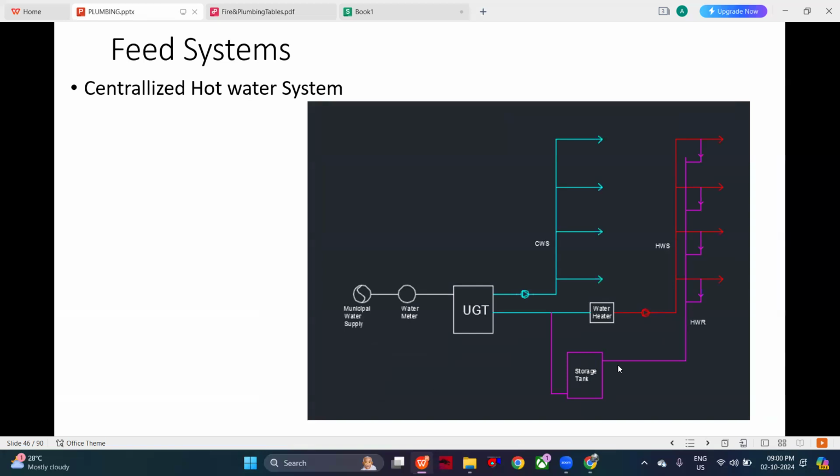And centralized hot water system. Our hotels or malls or everywhere, wherever you need hot water, obviously you need a centralized hot water system. Not only our homes, I mean the large commercial buildings. The underground tank will store the water. Normally, the cold water supply, CWS. And we have the fixtures that need cold water supply. Normally, we use the pump to push that water to those fixtures.